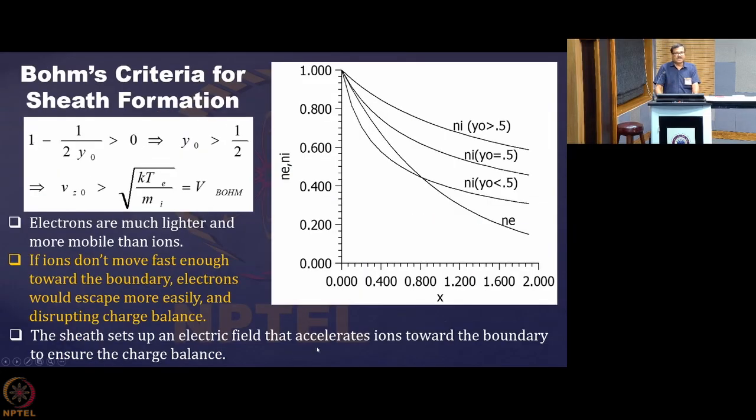This is the condition: y0 must be greater than half. If you put the expression there, you get that Vz0 must be greater than the square root of kT by m_i. This velocity, the square root of kT by m_i, is called the Bohm velocity. So Vz0 must be greater than the Bohm velocity.